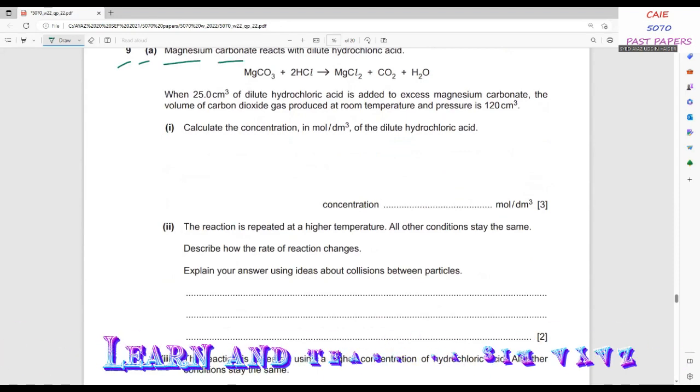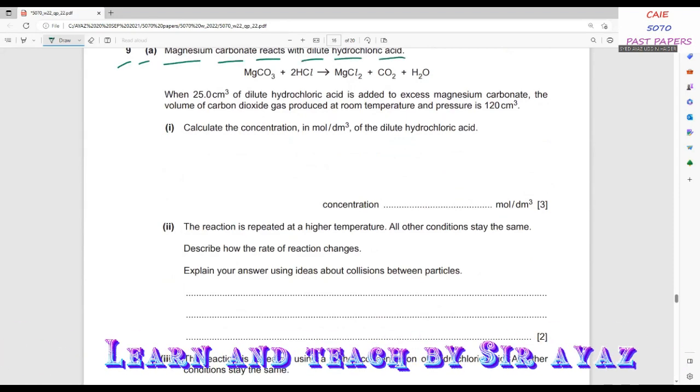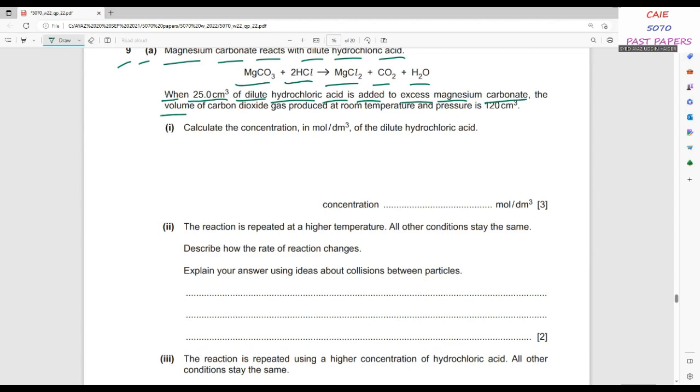9(a) Magnesium carbonate reacts with dilute hydrochloric acid. MgCO3 plus 2HCl gives MgCl2 plus CO2 plus H2O. When 25 cm³ of dilute hydrochloric acid is added to excess magnesium carbonate, the volume of carbon dioxide gas produced at room temperature and pressure is 120 cm³. Calculate the concentration in mol per dm³ of the dilute hydrochloric acid.